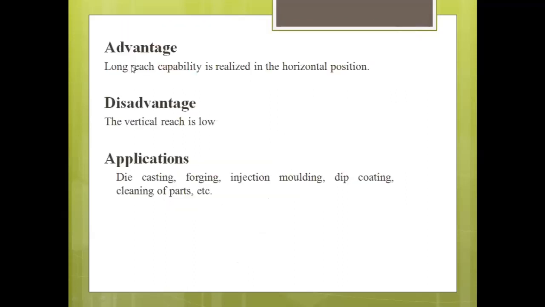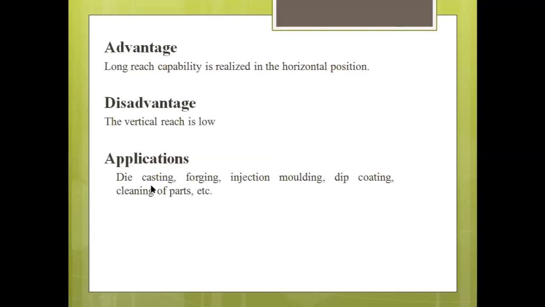Coming to the advantages, a long reach capability is realized in the horizontal position. Coming to the disadvantages, the vertical reach is low. Third one is its applications.